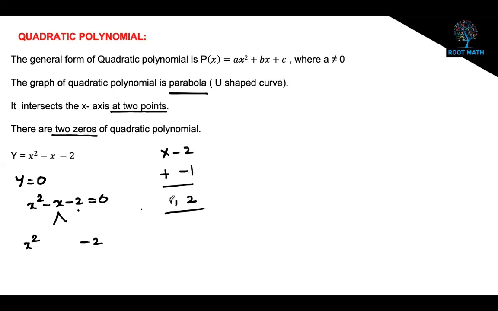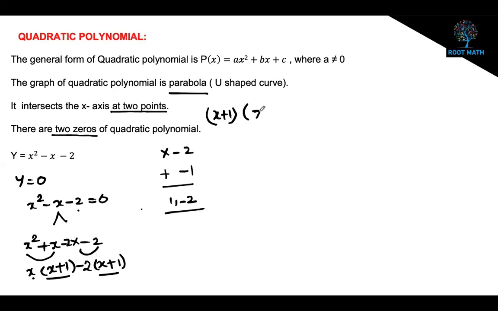1 times 2 is 2. 2 minus 1 is 1. Since the sum is negative, the bigger number here is negative. Plus 1, so plus x, minus 2, so minus 2x. Now, take the common factors from the two terms. From the first term, x is common, so x plus 1. And here negative 2 is common, x plus 1. Take this x plus 1 commonly outside. So x plus 1 times the next bracket, x minus 2, which is equal to 0.